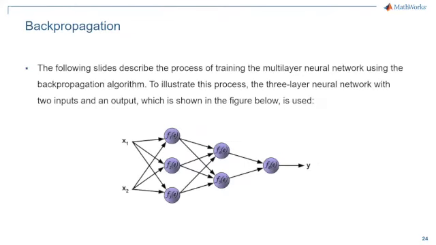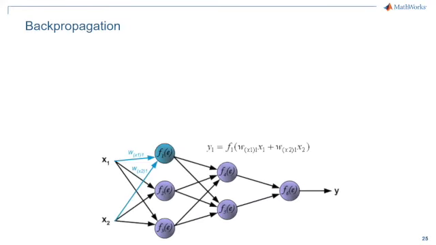Okay, now let's go to backpropagation. Now we understood what is learning rate and what's gradient descent. To do so, I will show some slides for the training of a multi-layer neural network using this backpropagation algorithm from this 3 layers neural network. So we have 2 inputs and an output, and you have one layer. Okay, so let me show you.